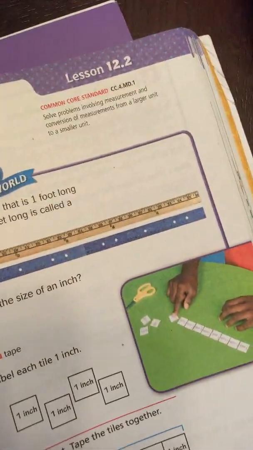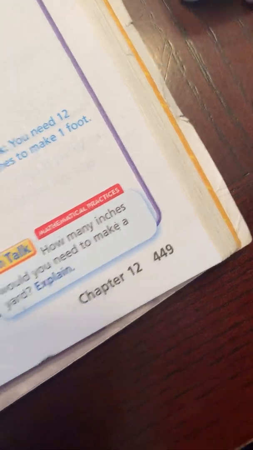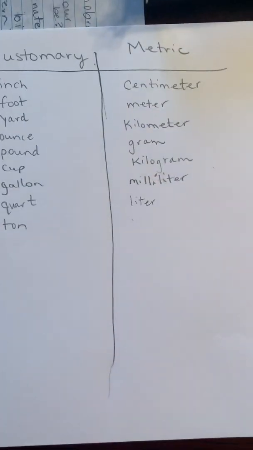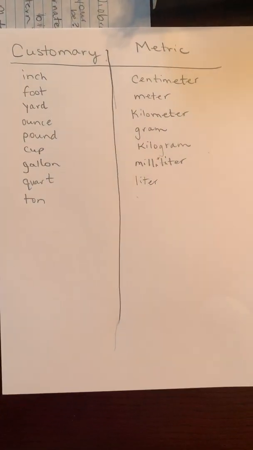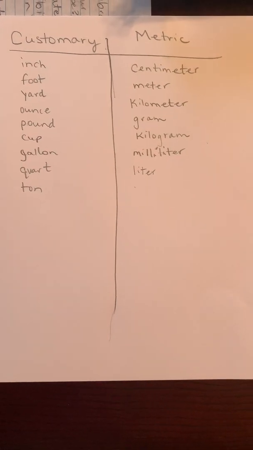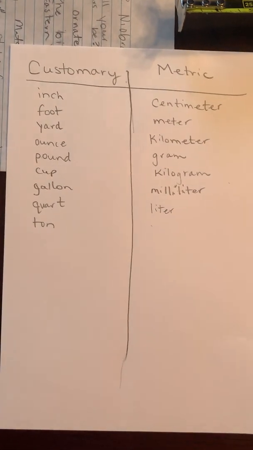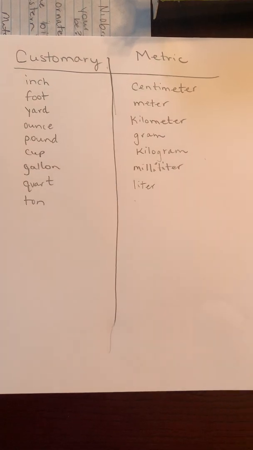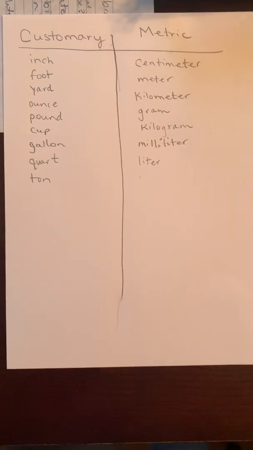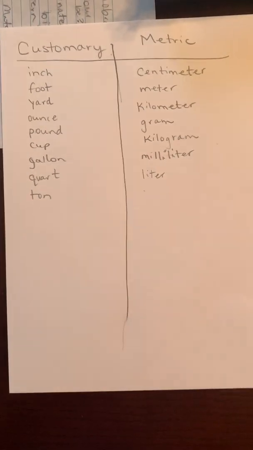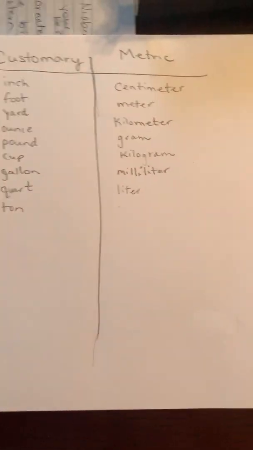Okay, we are moving into 12.2 on page 449 in your big book. And I did go ahead and make a T-chart. Not all of the units that you might be using will be on here. I know there's a half gallon and I didn't add that one.